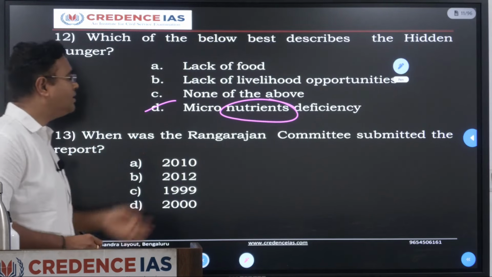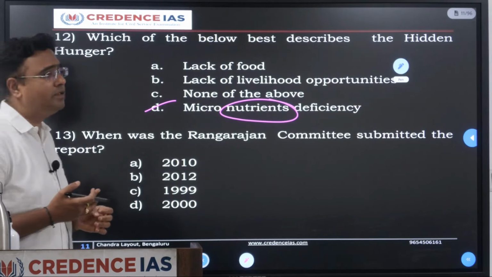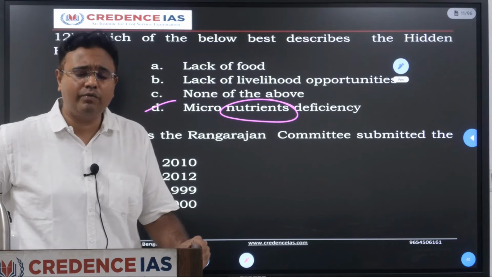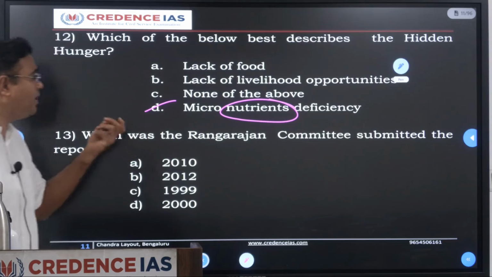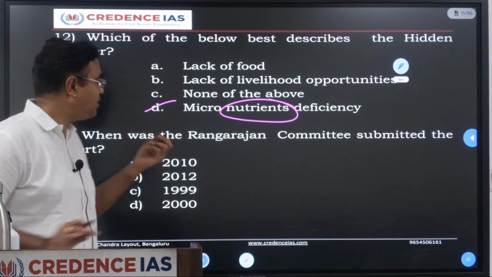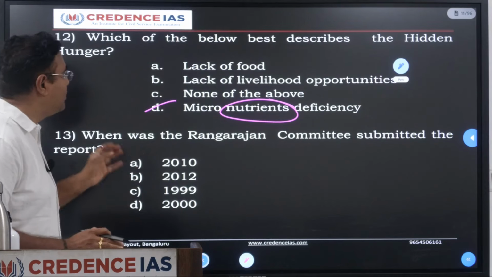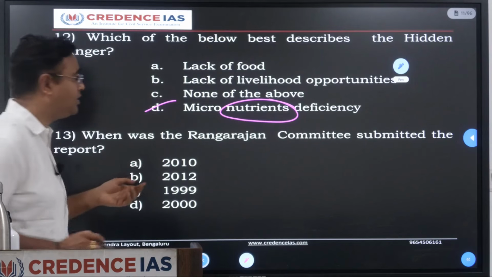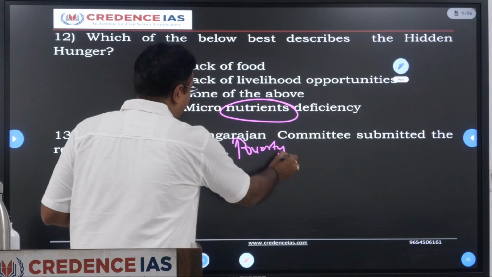Then when it comes to the Rangarajan committee, the question should be better framed, because Shri Rangarajan, the former RBI governor, has headed various committees. He has been chairperson of various committees. It has to be explicitly mentioned which committee is meant, but going by the question, they wanted to frame it with regard to poverty estimates, I think. Based on that only they have given the key answers.